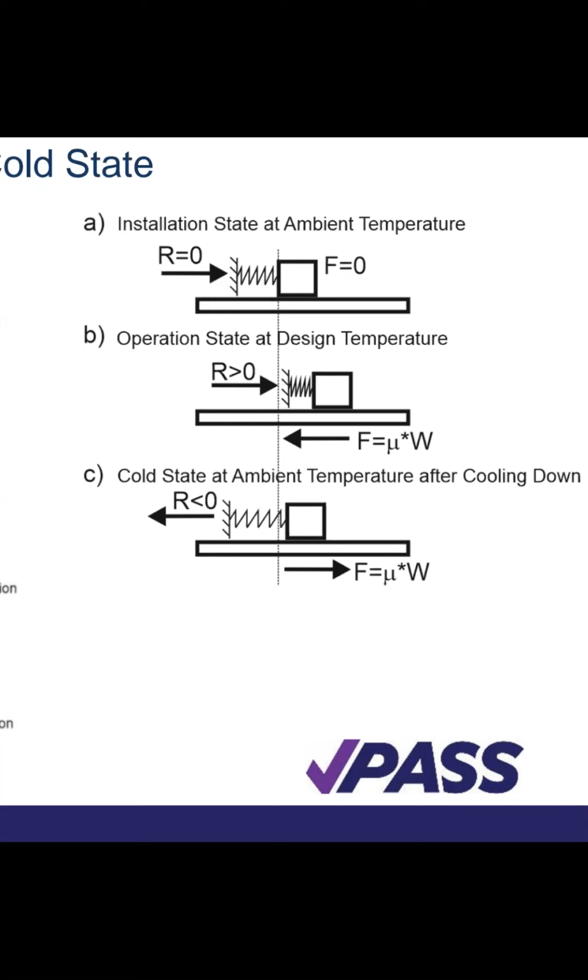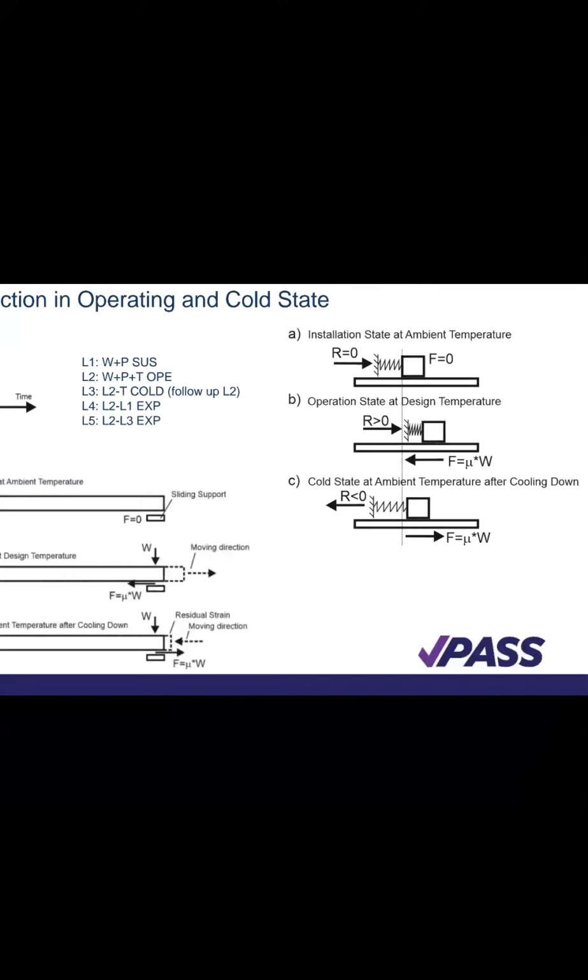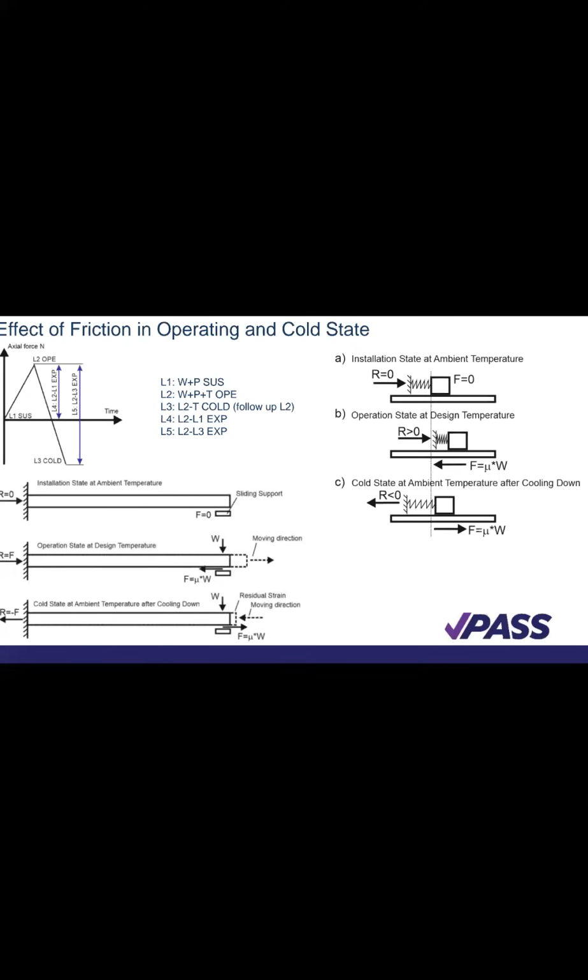That's to say, the operation of the pipe is no longer in operation. So when you finish transporting the product to its destination, and then you've shut down operation, at that point we say that the pipe or the model will be in the cold state, okay? And at that point, you have your relationship here, which shows you that R will be less than 0, and your force will remain at coefficient of friction times the weight.